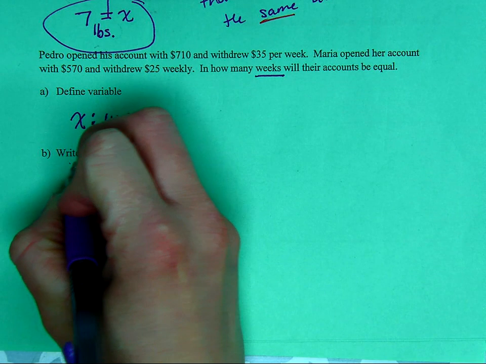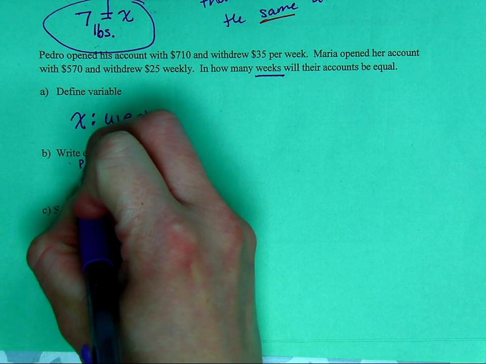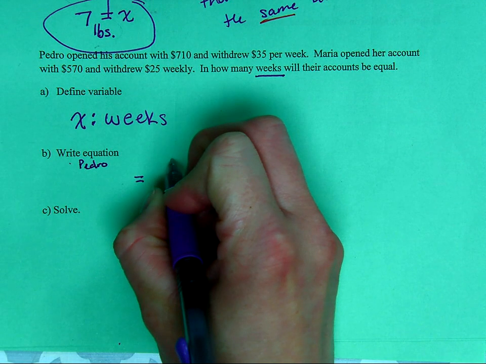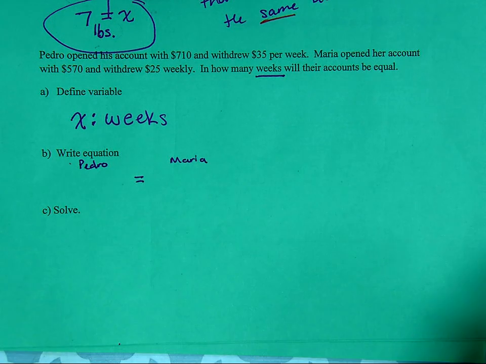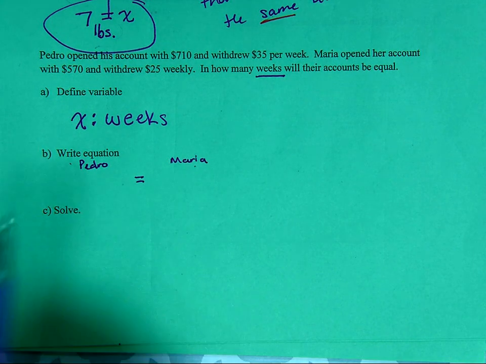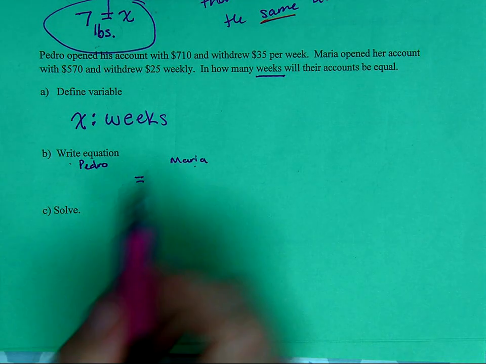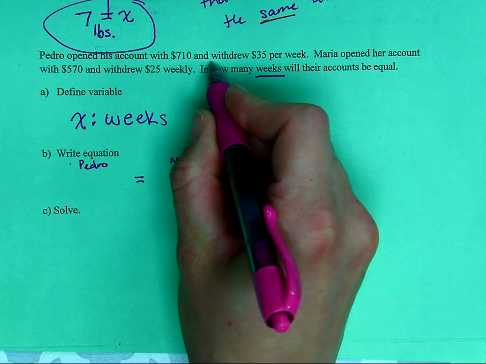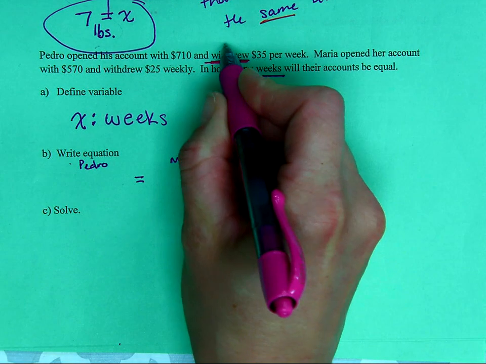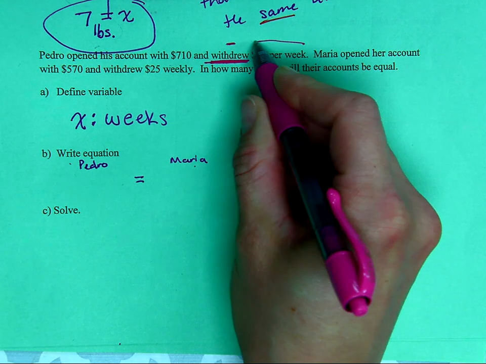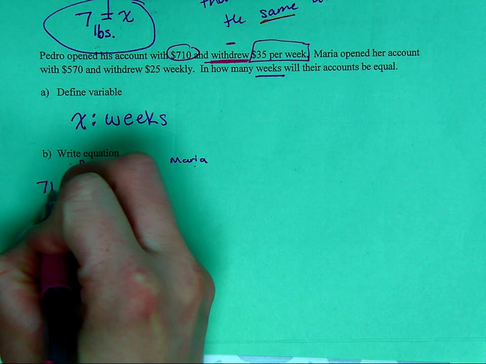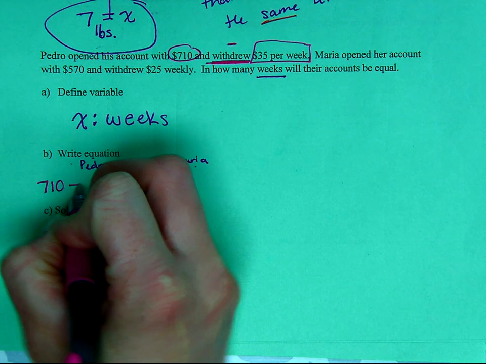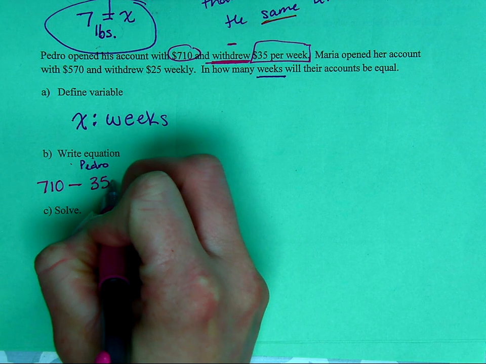So you don't have to label your equations with the different sides. It's good to show you guys this. The more you do them, you might not be labeling your sides. But Pedro, I know, had $710, and he withdrew, meaning subtraction, $35 a week. So he started with $710. He's withdrawing $35 every week.